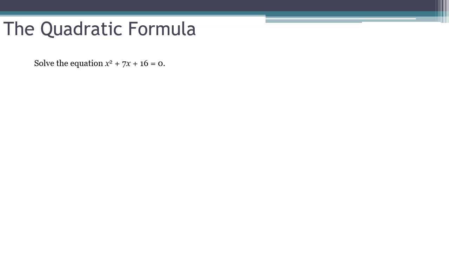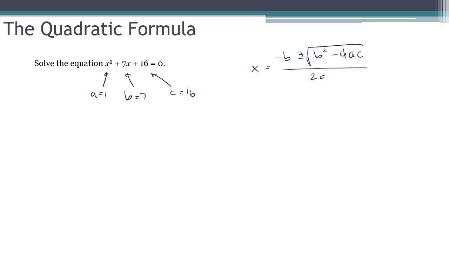All right, so we're going to start off the same way. We're going to pick up the values of A, B, and C. So A is 1, B is 7, and C is 16. And if we put those into our formula here, this becomes negative 7 plus or minus the square root of 7 squared minus 4 times 1 times 16 over 2 times 1.